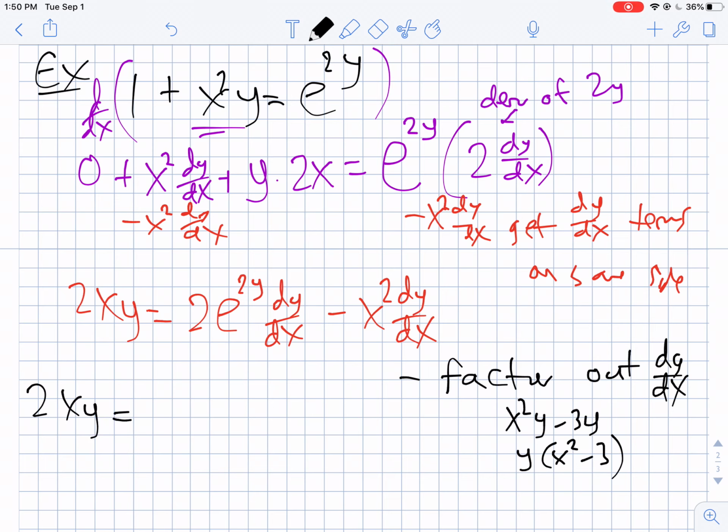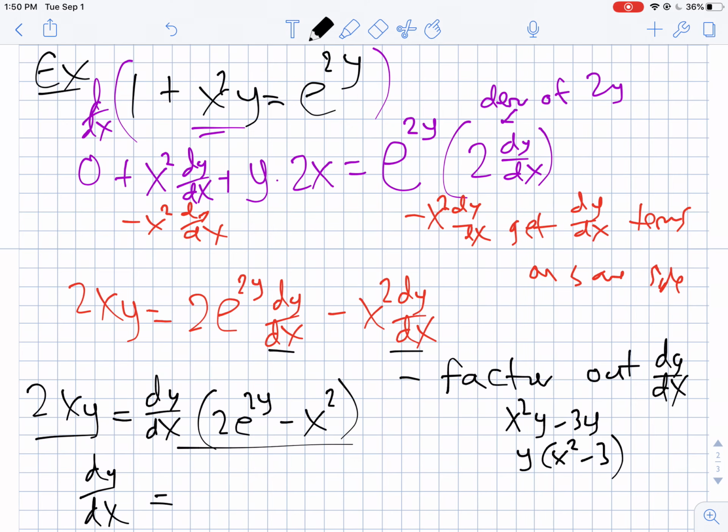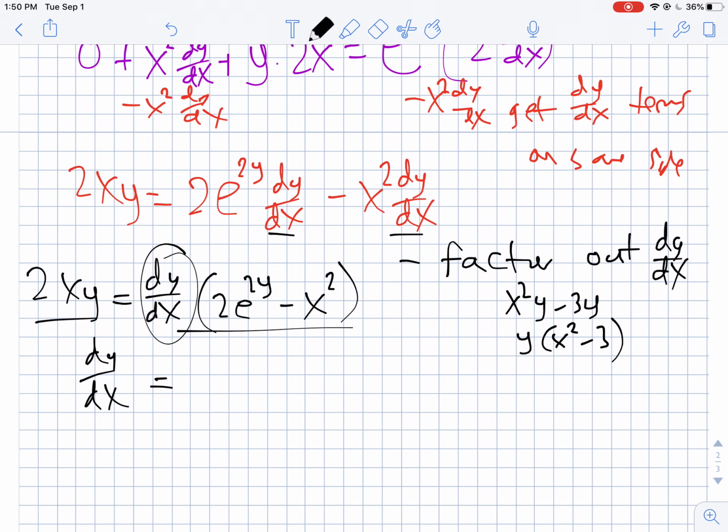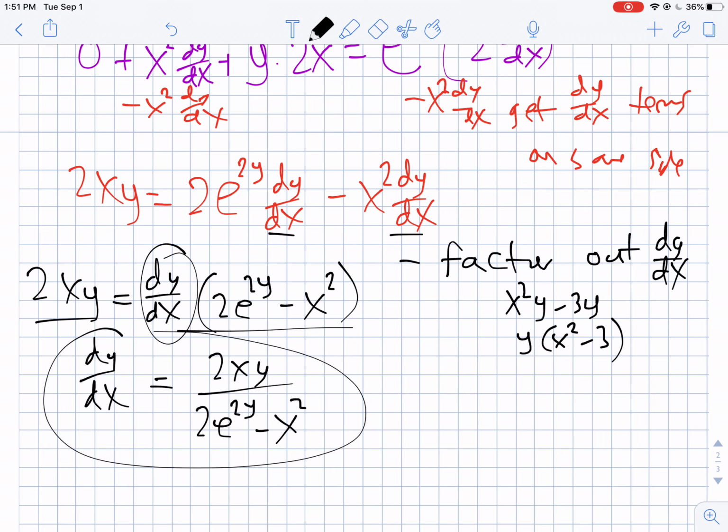So in this case, I factor out a dy dx from both of these terms, and I'm left with 2e to the 2y minus x squared. So that means that my dy dx, I'll just divide this whole thing over to get the dy dx on its own. So I get 2xy over 2e to the 2y minus x squared. Is this a pretty problem? No, of course not. But that's the strategy for how you're getting to that point.